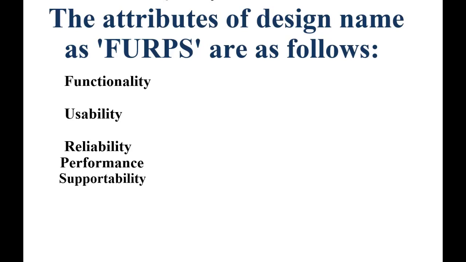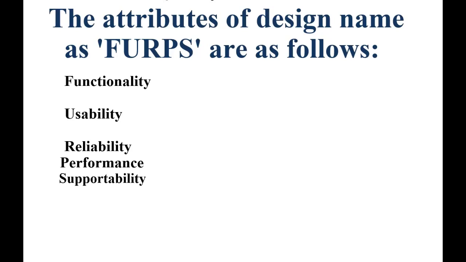Second is usability. It is assessed by considering factors such as human factors, overall aesthetics, consistency and documentation. Then reliability. It is evaluated by measuring parameters like frequency and severity of failures, output result accuracy, mean time to failure, that is MTTF, recovery from failures and program predictability. So this is all under the reliability part.